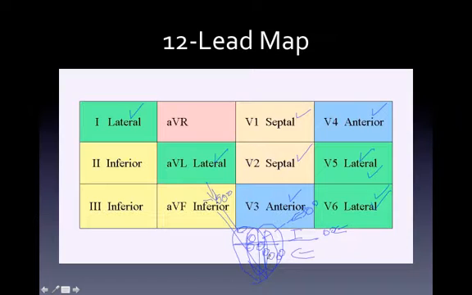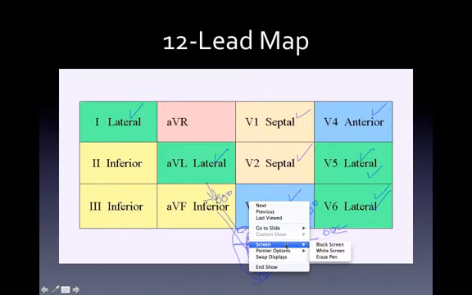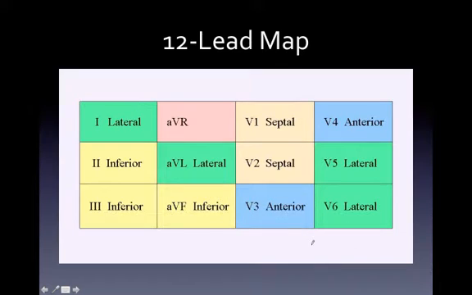This is a 12-lead map. What this tells us is where the location of the myocardial infarction is. One more quick redo on this. 2, 3, and AVF are the inferior wall. V1, V2 are the septal wall. V3, V4 is the anterior wall. V5, V6 is the lateral wall. Also in that lateral camera shot, we have AVL and lead 1.